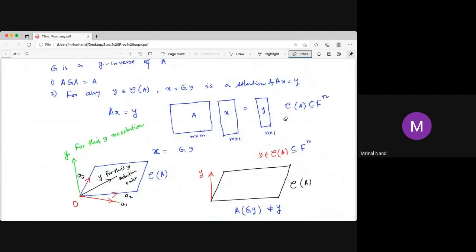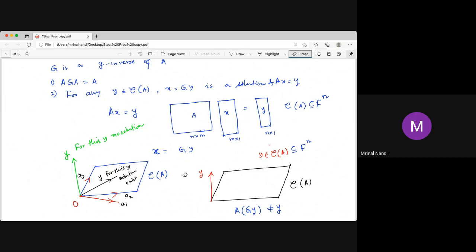Now y may not be in the solution. If y is in the column space of A, then we have this idea of minimum norm. We have to find such a G for which this solution is a minimum norm. But if y is not in the column space, then maybe no such solution exists.